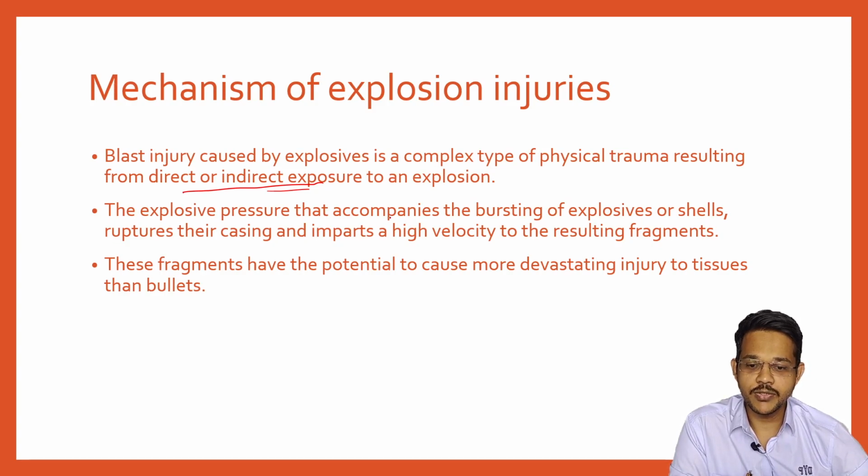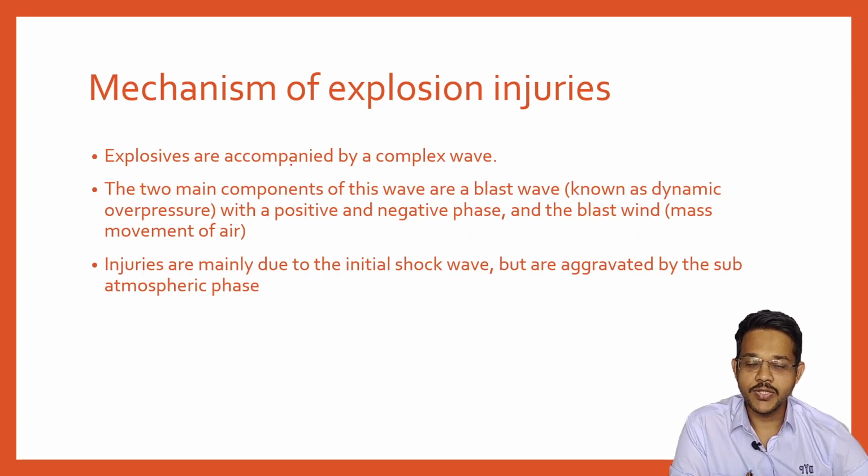The explosive pressure that accompanies the bursting of explosives or shells ruptures the casing and imparts high velocity to the resulting fragments. These fragments have the potential to cause more devastating injury to tissues than bullets because they do not have a specific shape and size. They may cause devastating injuries. Explosions are all accompanied by complex waves.